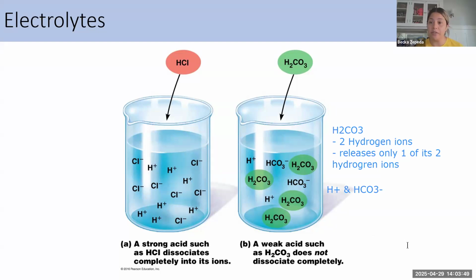Because it has two hydrogens to give, but when it's in solution, it only releases one out of those two ions. So it's considered a weak acid. Versus hydrochloric acid, it only has one hydrogen ion, but it does release that when it's in solution. So weak acid versus strong acid. A strong acid completely dissociates versus a weak acid does not completely dissociate and only gives up partial of its hydrogen ions. And in the case of carbonic acid, it's only releasing one out of its two hydrogen ions. So it's considered a weak acid. Okay.